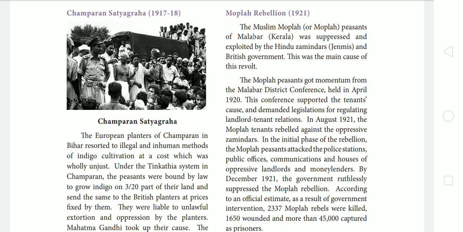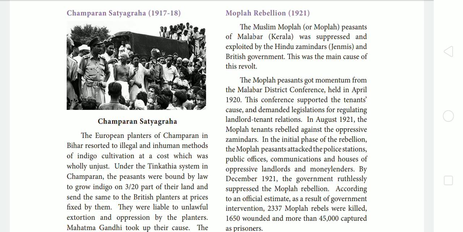So according to an official estimate, as a result of government intervention, 2,337 Mapla rebels were killed and 1,650 wounded and more than 45,000 captured as prisoners. In the initial stage of the Mapla rebellion, the peasants attacked the police stations, public offices, communications and the houses of the landlords and moneylenders. But in December 1921, the government ruthlessly suppressed this Mapla rebellion.